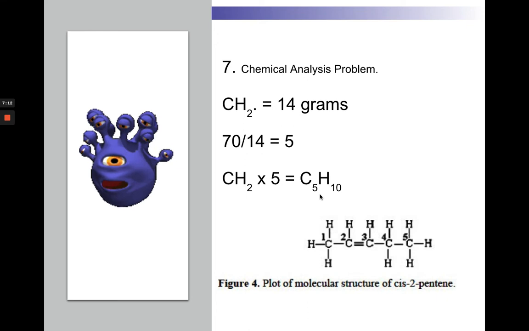Now you can verify that this makes sense. 5 times 12 is 60, plus 10 times 1 is 10. So that does indeed add up to 70. And we can also see that if we divide both of these by 5, we get CH2. So this also matches the empirical formula. In fact, this is a compound called cis or trans, depending on how the hydrogens are arranged, 2-pentene. It is a carbon chain of 5 with 1 double bond. So you have identified this based on the information brought to you.